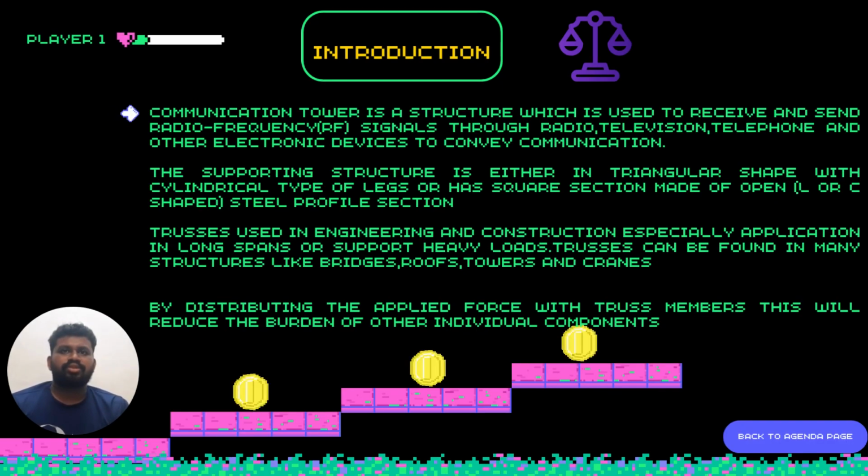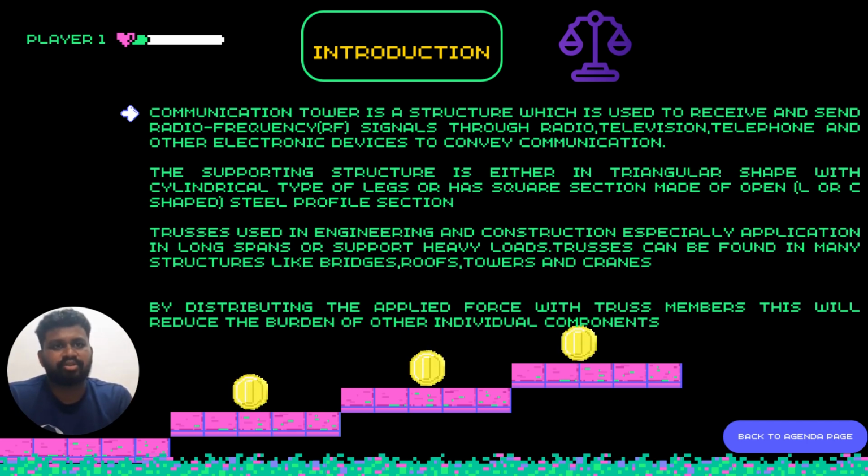A communication tower is a structure used to receive and send radio frequency signals through radio, television, telephone, and other electronic devices to convey communication. To build a communication tower, you need a lot of components. One of them is a truss. Without a truss, there will not be enough support to build the communication tower.